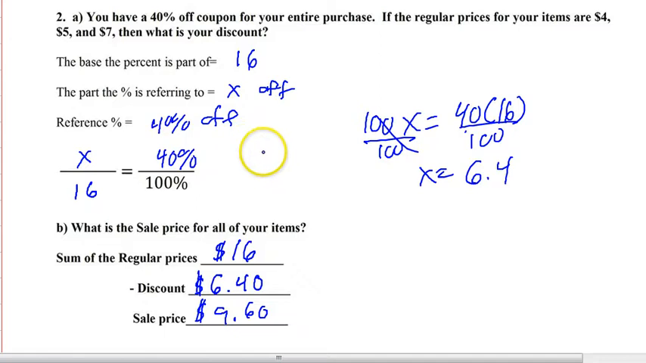And okay, here's the answer. So you should have said $16. That's the entire total of the regular price. We're going to take 40% off. So when we plug in our equation, that x is going to give us the amount off. We solve it, and we get $6.40 off right here. So that is our discount. So we take the $16, subtract the $6.40, and you get $9.60 for the sale price.